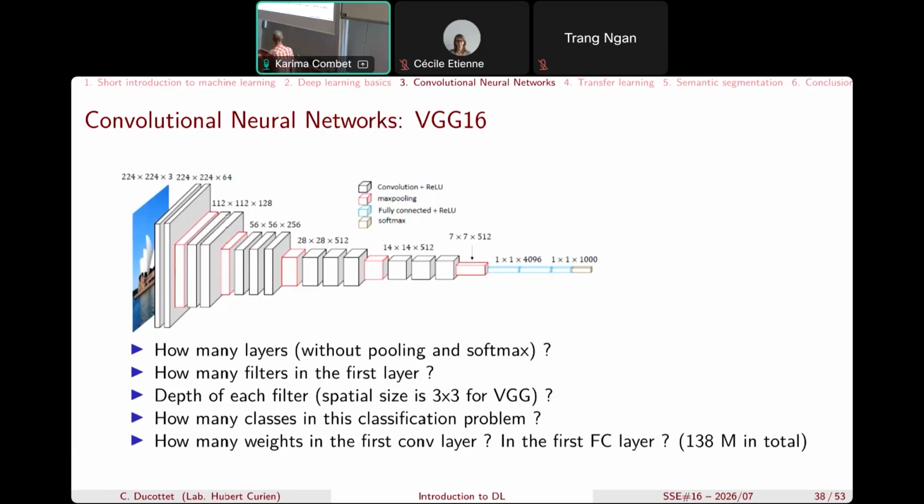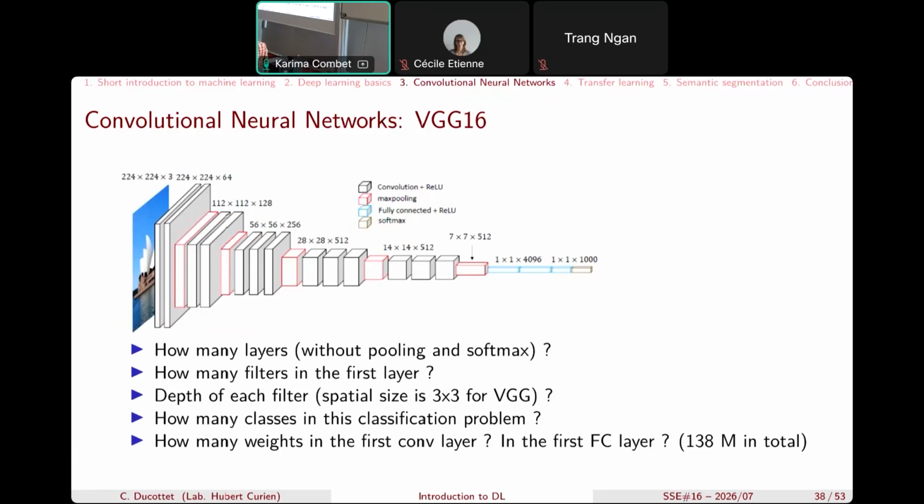As input, we have here an image which is 224 by 224 times 3, because this is a color image, so there are 3 channels. Then you have a first convolution plus ReLU, then another one, convolution plus ReLU. These convolution plus ReLU have 64 channels as output. So first we have 3 channels, then we have 64.